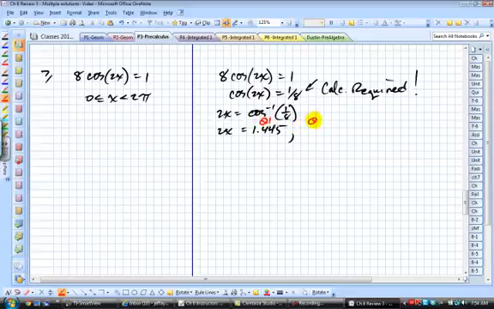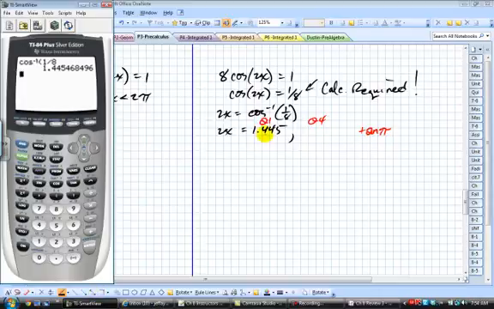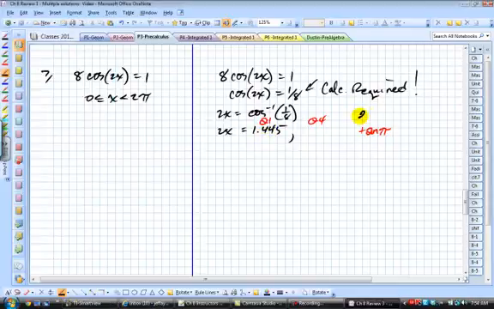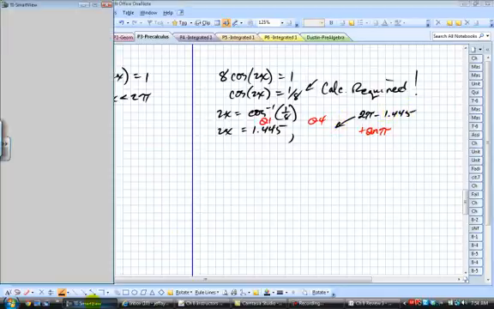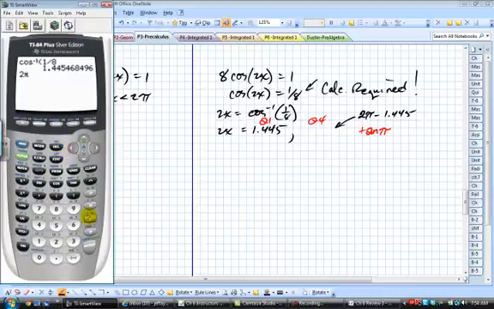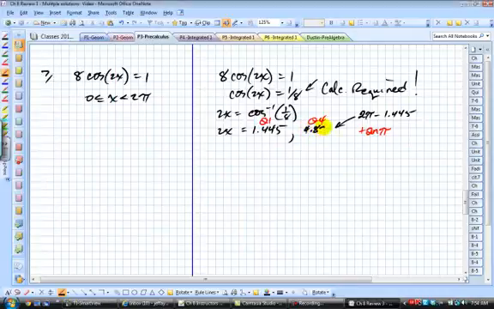I need a quadrant 4 answer plus multiples of the period, plus 2n pi. So to get my quadrant 4 answer, I take 2 pi minus my quadrant 1 answer. So 2 pi minus 1.445 gives me my quadrant 4 result, which is 4.838. And then I divide everything by 2 and start going for it.